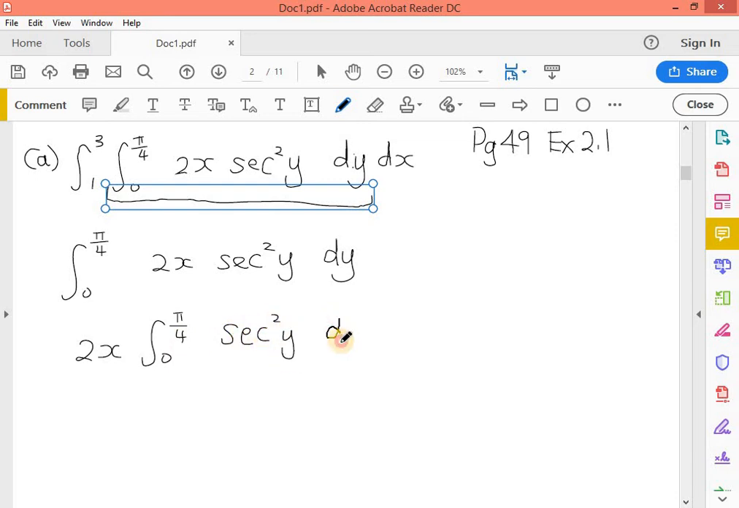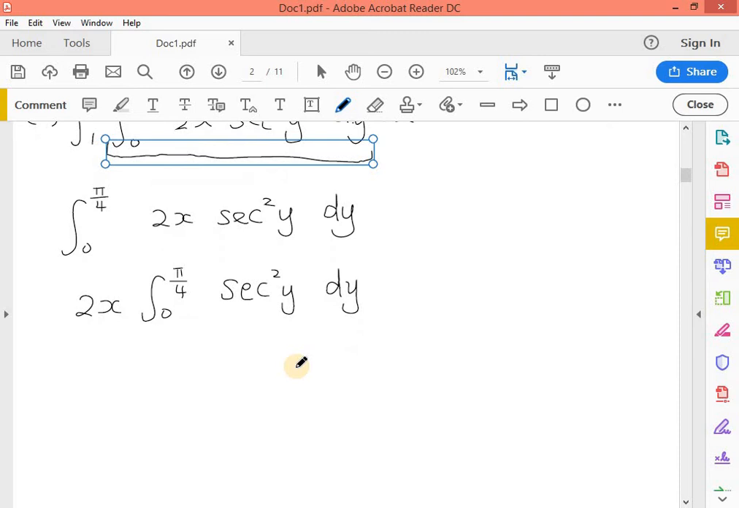Constant, you move it outside. So now you are going to perform integration for this secant squared y. So you have to refer to your formula sheet. Okay, so refer to your formula sheet. So this one you will get answer tangent. Am I right?